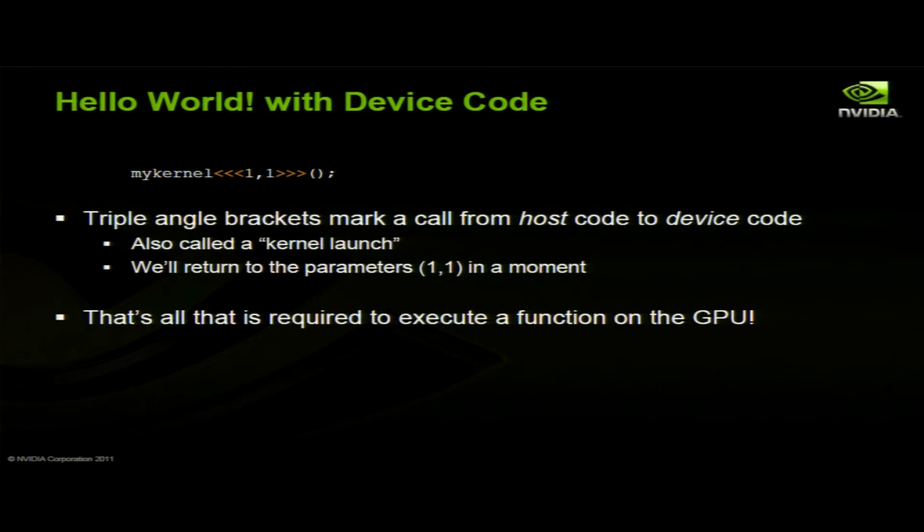And as I said, triple angle brackets is also called a kernel launch because in the CUDA world, unlike your operating system, where you also call it a kernel, here the function which runs on the GPU is also called a kernel. In CUDA terminology, the function which runs on the GPU is called a kernel. So if you see, triple angle brackets is basically a call to a kernel, and we'll return to this parameter of 1, 1.